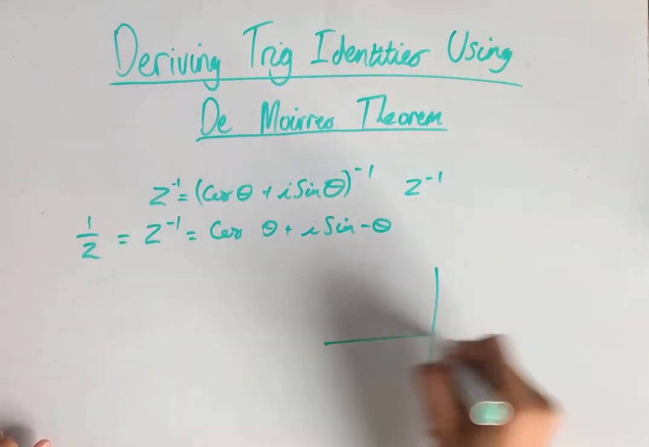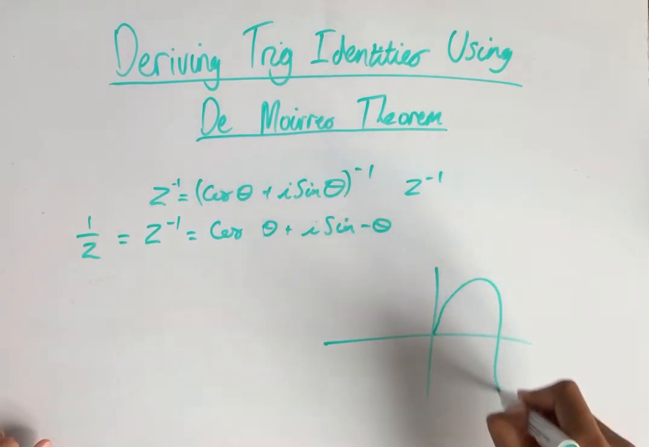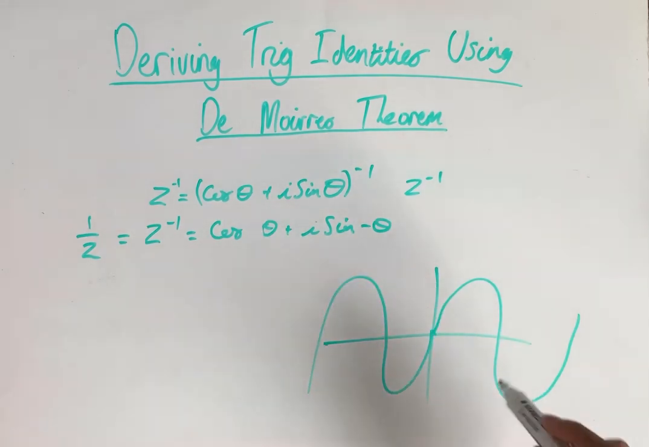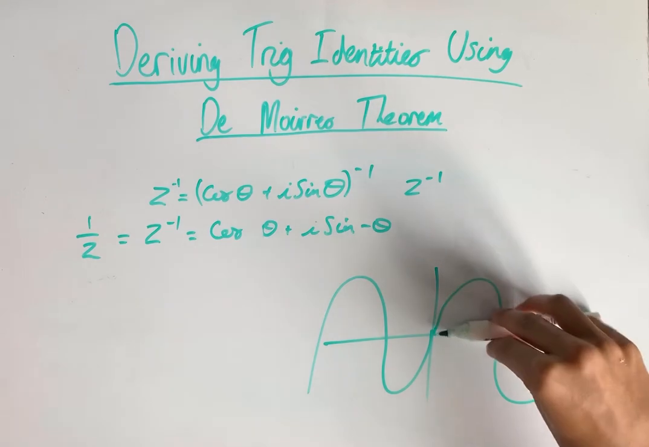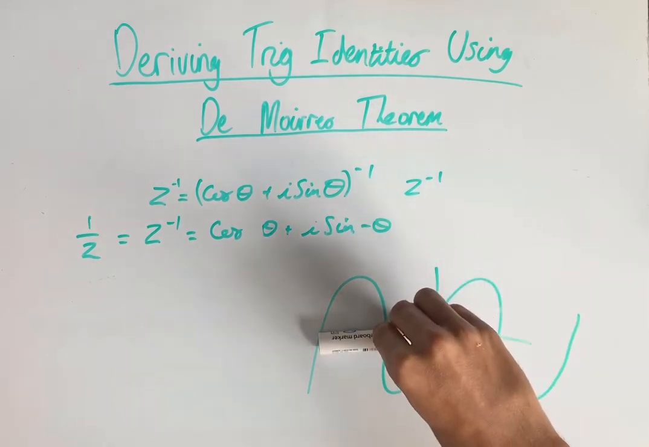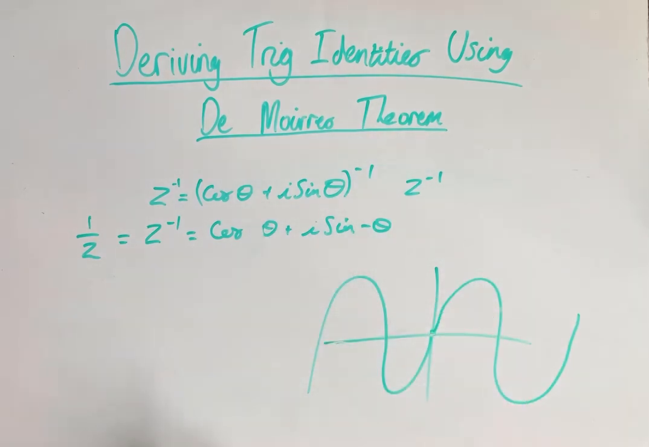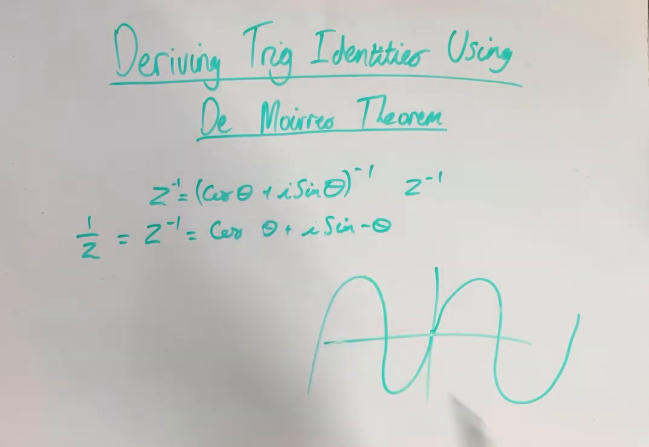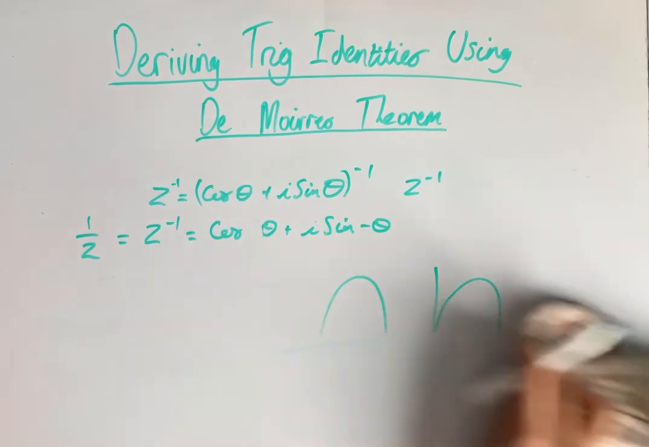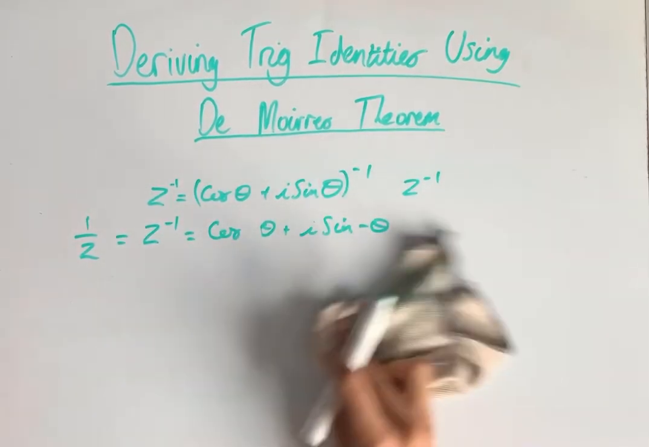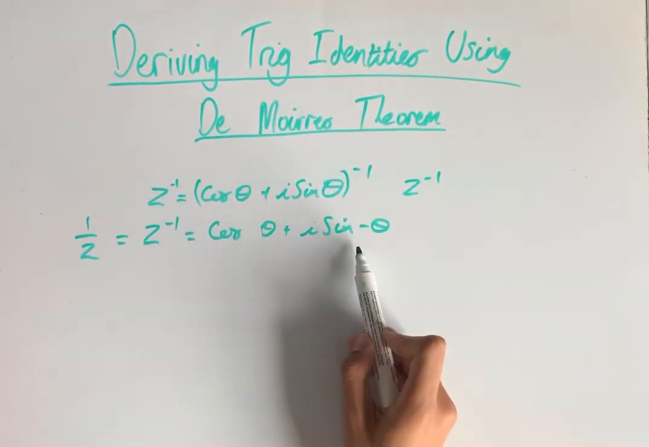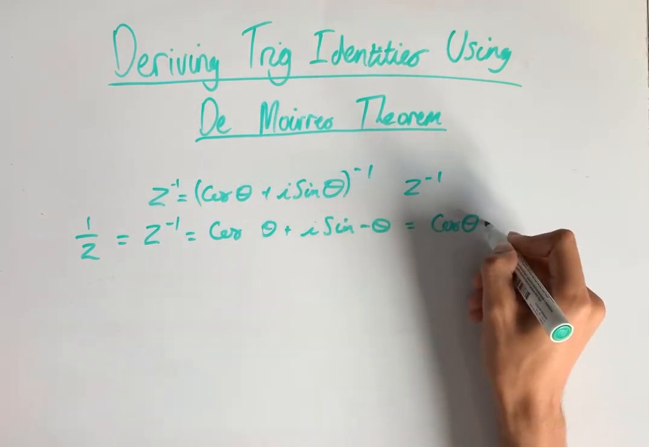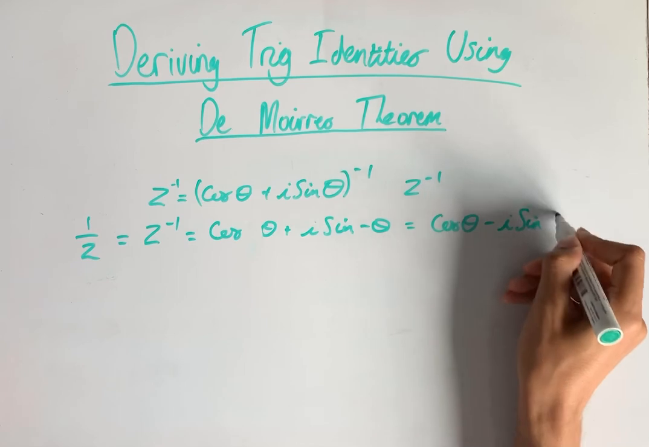Now if we look at sine theta, sine theta has rotational symmetry, which means if I rotate this, it looks like that. That means it's something called an odd function. And when it's an odd function, sine of minus theta becomes minus sine theta. So this is an even function, this is an odd function. That means I can rewrite this as cos theta minus i sine theta.